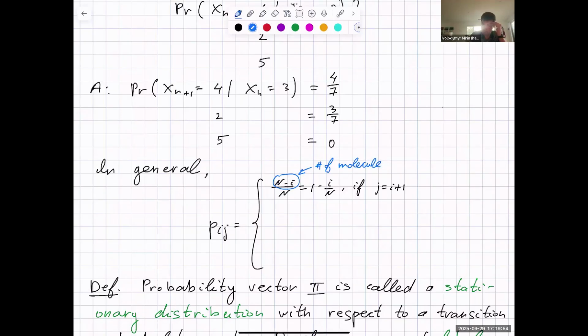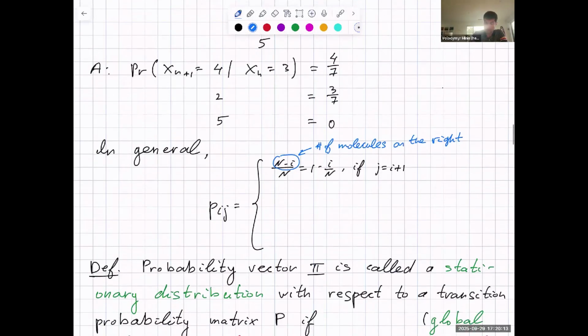I guess on the right side of the divider, right? And so similarly, if I want to decrease my count, I need to grab the molecule from the left. In this case, I will go to I minus 1, and all the other probabilities are 0.